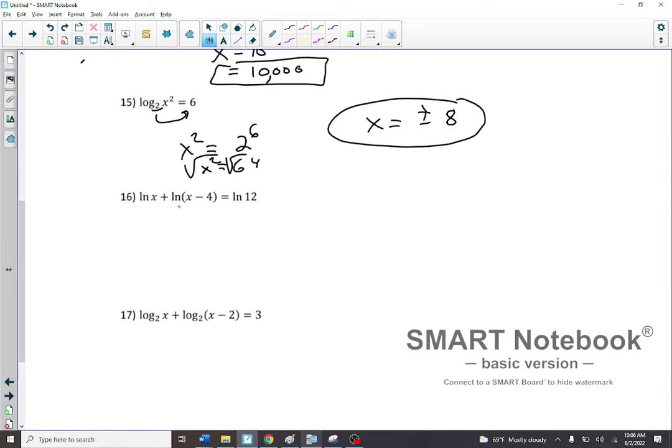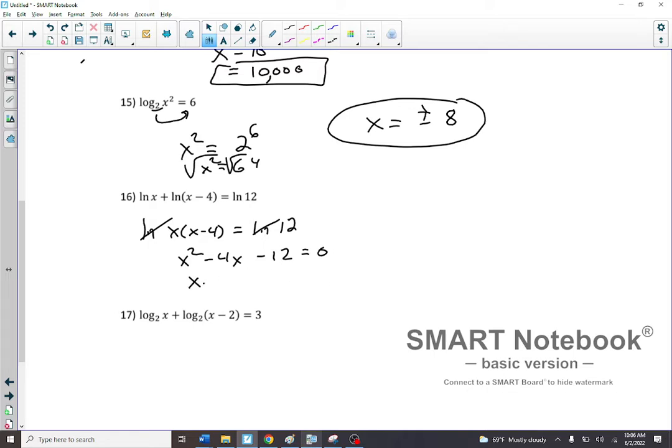Here, number 16, we're going to condense these first. We cannot get rid of the ln's or exponents for that matter until they're condensed. So we're going to condense these. So it's going to be ln x squared minus 4x equals ln 12. Once they're condensed, I can now cross out the ln's. So x squared minus 4x, I'm going to bring the 12 to the other side, minus 12 equals 0.